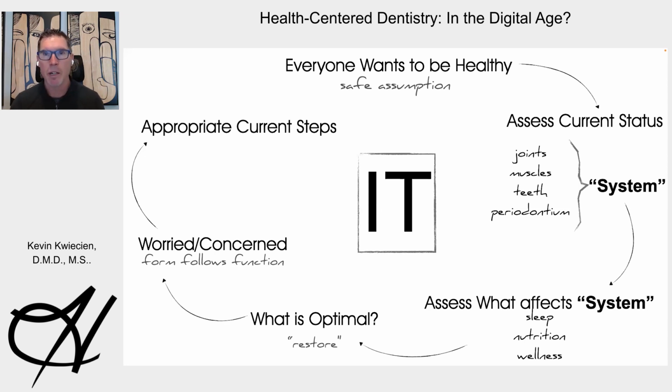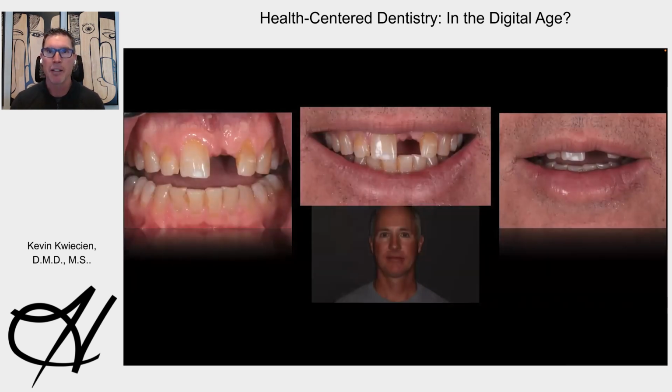And so start to think that way. So let's go back to Jim for a minute, and then we'll finish up with just these couple of cases. Jim had been missing his front tooth since he was a teenager. It was a hockey accident.